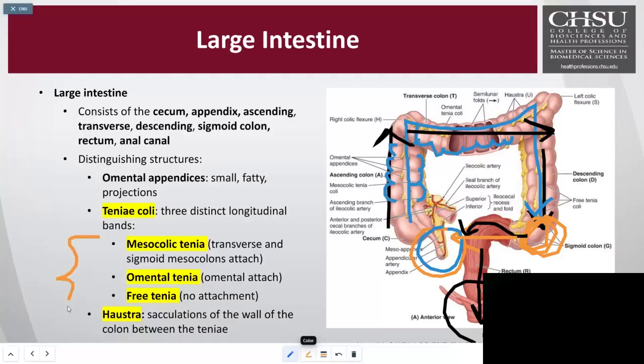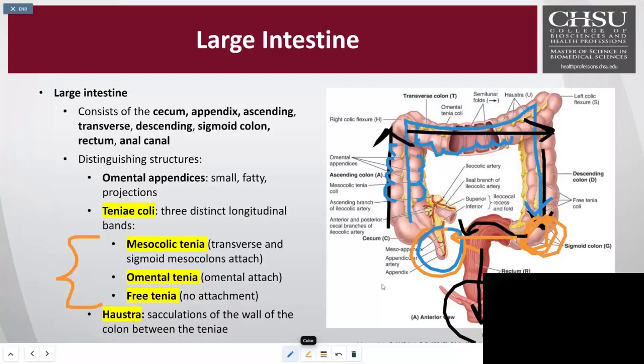Within the teniae coli, these bands of longitudinal smooth muscle, we have three subdivisions. We have the mesocolic tenia. This is what anchors the transverse colon and the sigmoid colon. And then the omental tenia is what binds over the omentum. It's not shown here. And then the free tenia is the one that binds to the back region over here.